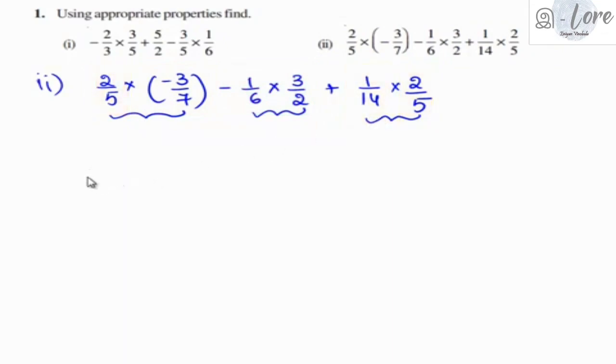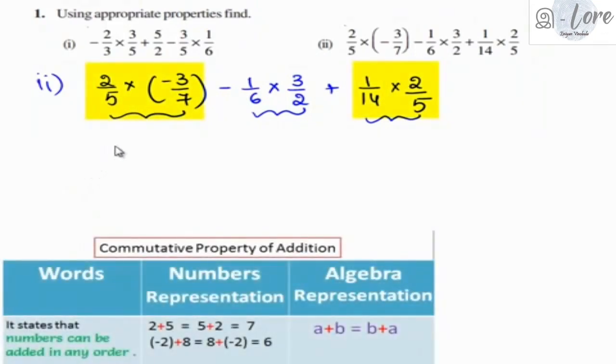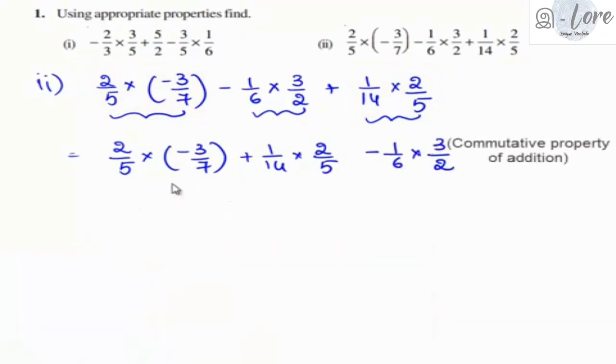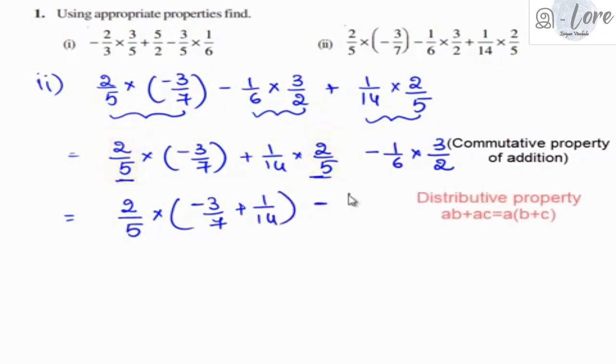So according to the commutative property, two rational numbers can be added in any order. So we arrange the terms to get the common factor, which is 2 by 5 times minus 3 by 7 plus 1 by 14 times 2 by 5, minus 1 by 6 of 3 by 2. Here we observe that 2 by 5 is the common factor, so we bring it out using the distributive property. So 2 by 5 times minus 3 by 7 plus 1 by 14. So we are left with minus 1 by 6 into 3 by 2.